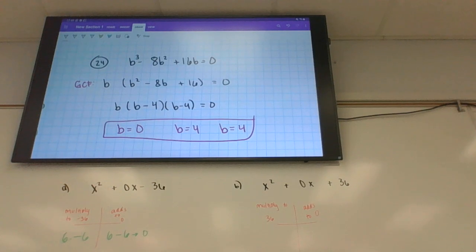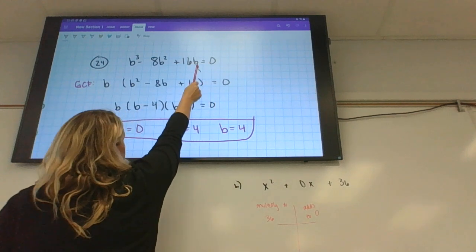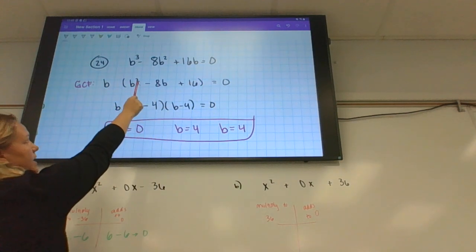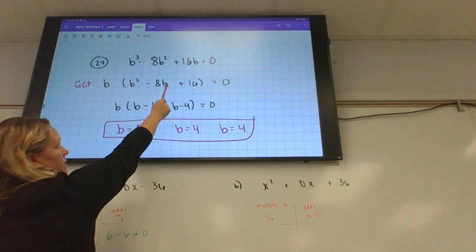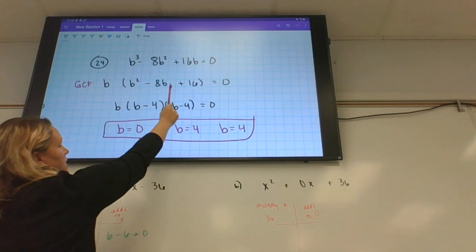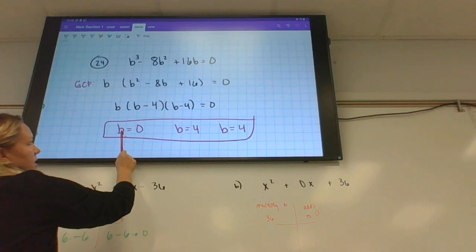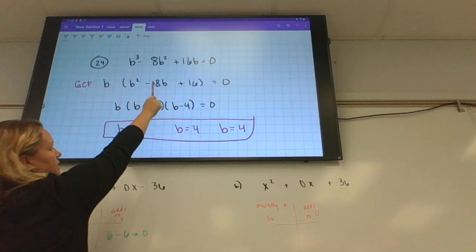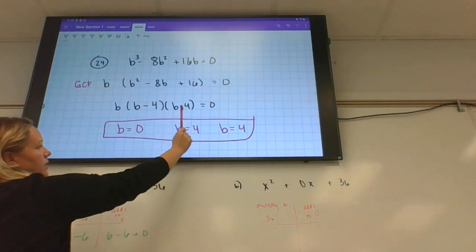I just looked at the answers. First step, because this has a b, I took a greatest common factor of b out, and then I just have b squared minus 16. So this b stayed here, and I set it equal to 0. And then this factored into b minus 4 and b plus 4.